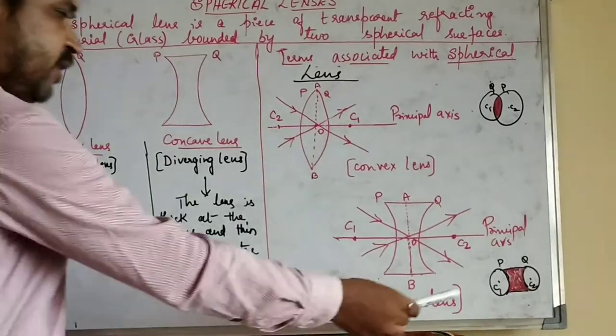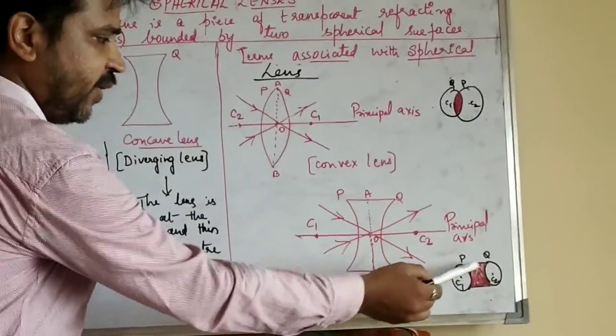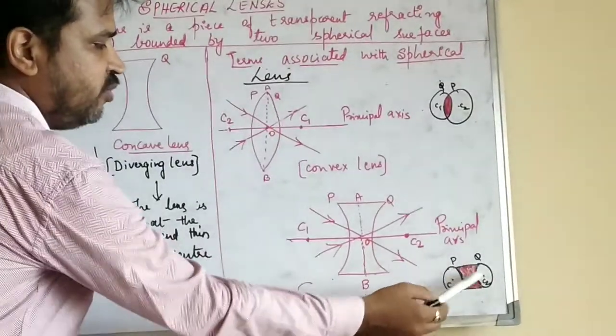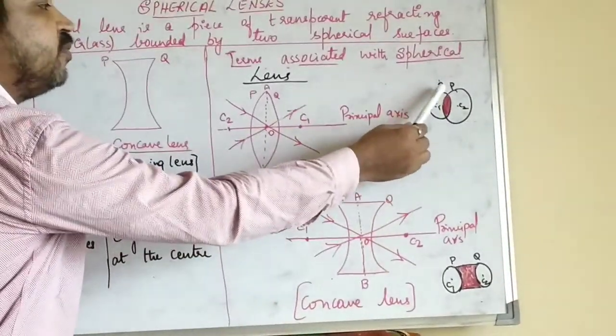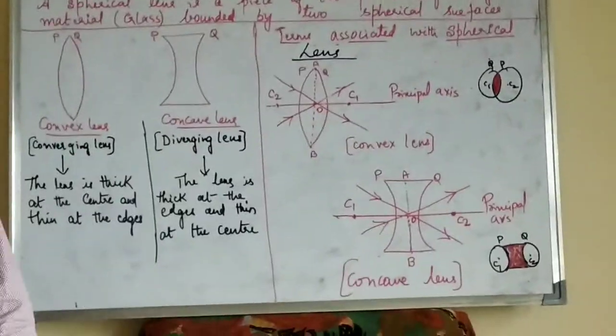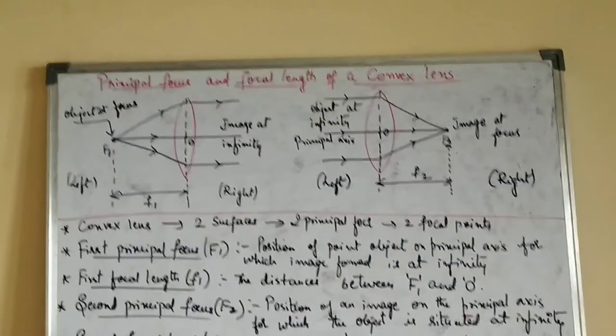You can see here how the concave lens is formed in between these two spheres. And here also you have two spheres. You are getting the convex lens. Now students, we shall move on to the detailed description of principal focus and focal length of the convex lens.